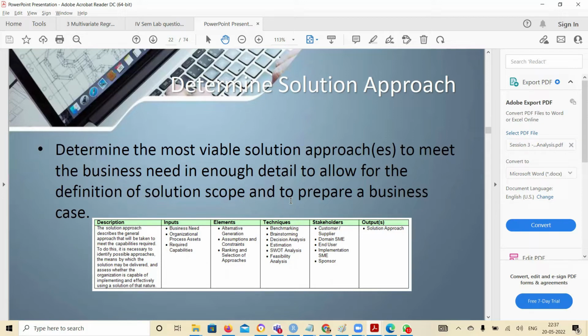The solution approach describes the general approach that it will take to meet the capabilities required. To do this, it is necessary to identify possible approaches, the means by which the solution may be delivered, and assess whether the org is capable of implementing and effectively using a solution of that nature, right?